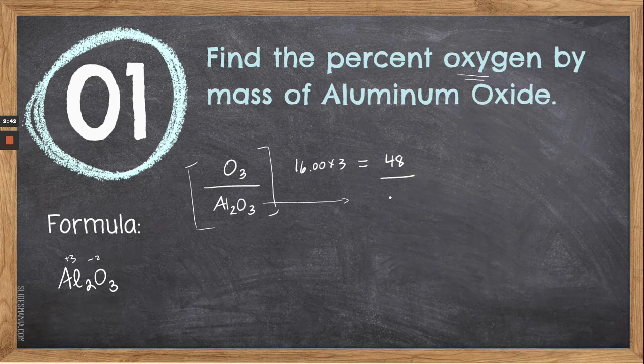And then aluminum oxide is 101.96, or 97. It's pretty close there. And then all I have to do is divide these two numbers. So 48 divided by 101.96, and then times 100 if I want it to be in percent form. So that gave me around 47.1% oxygen. And I could do this for aluminum as well if I wanted to, but in this question they only asked me for oxygen, so that's all I did.